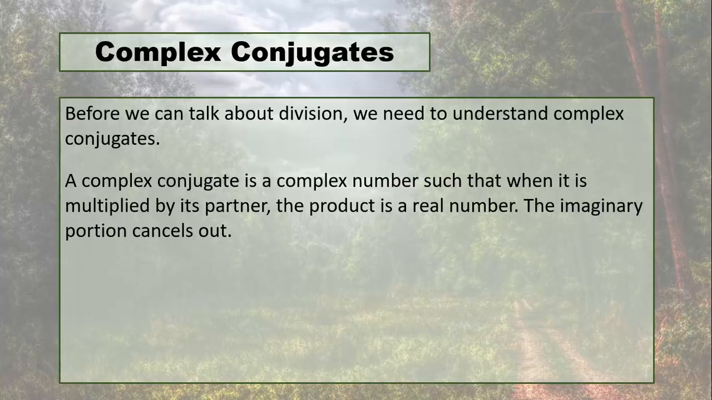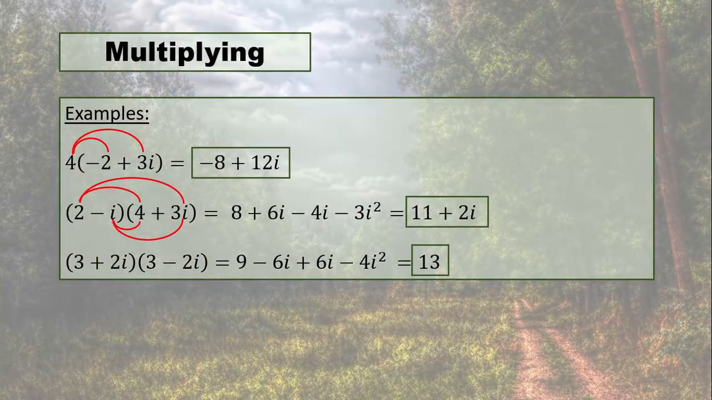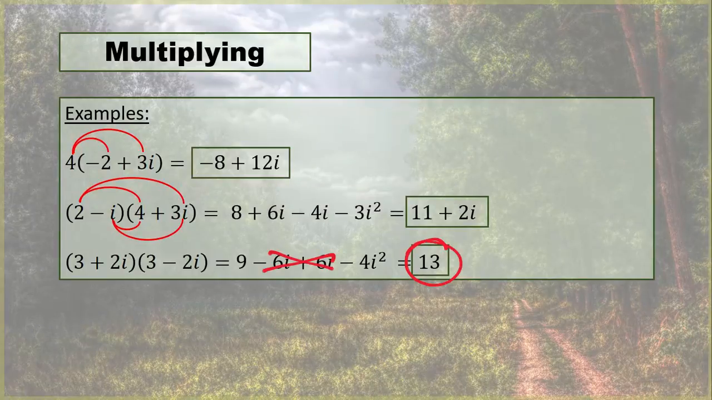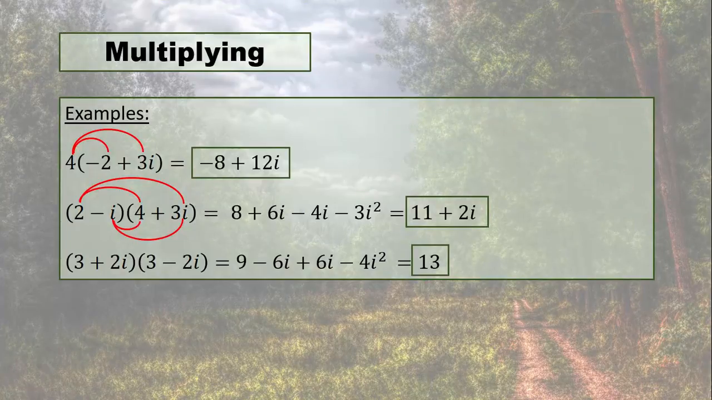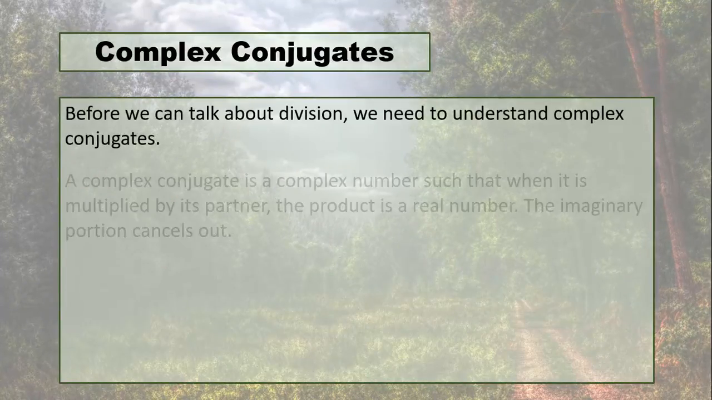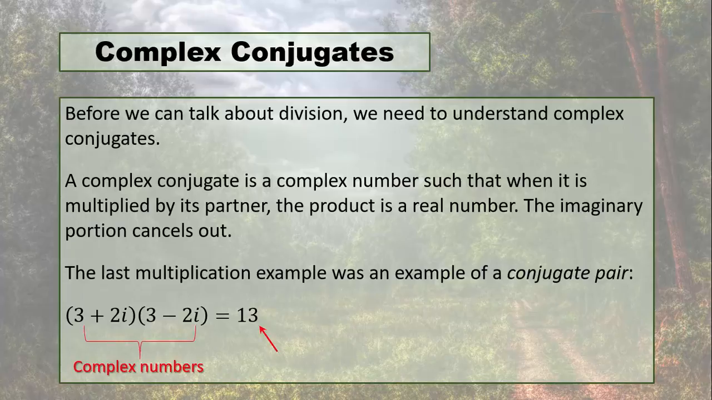Remember what just happened on that last problem? The imaginary part canceled out, and I was left with a real solution. That is what complex conjugates are. 3 plus 2i and 3 minus 2i, they are complex conjugates. See? The original numbers that we have are complex numbers, but the product is real.